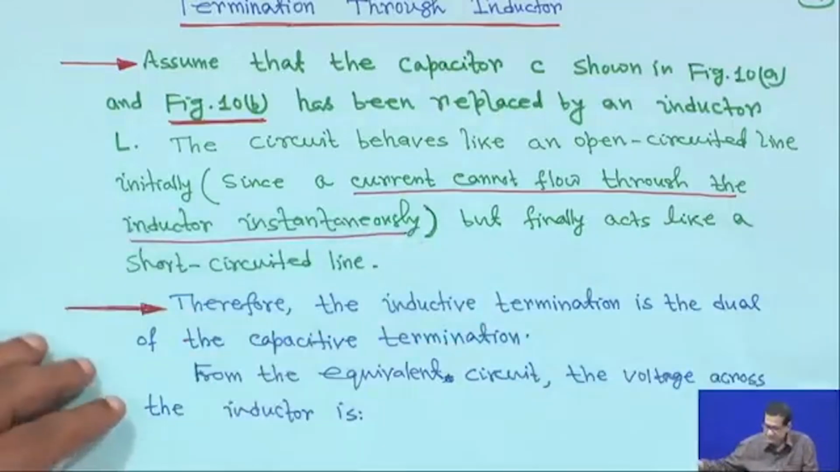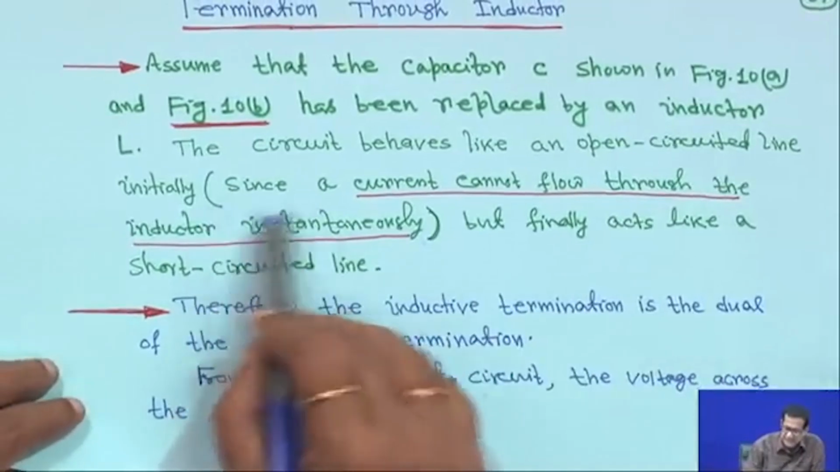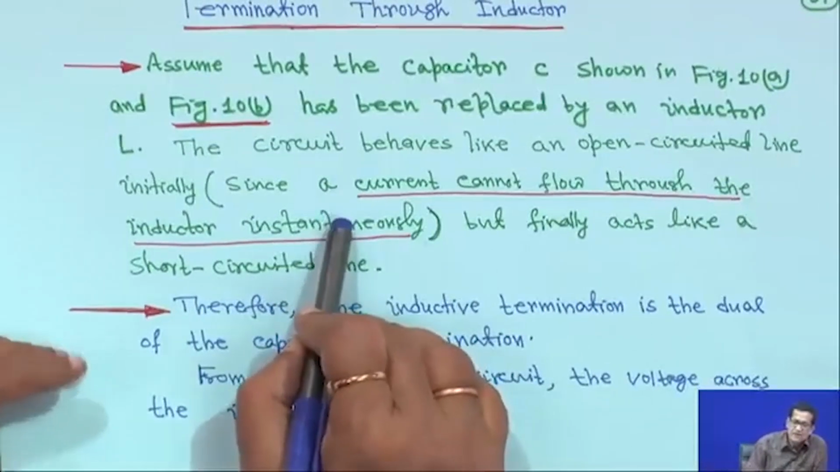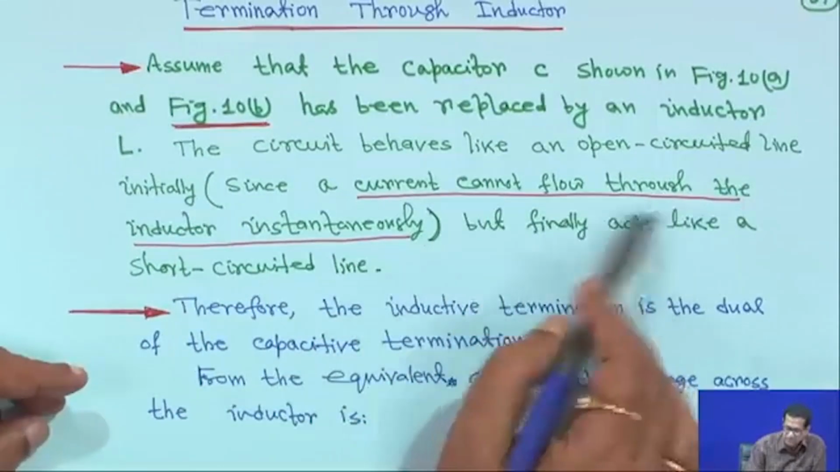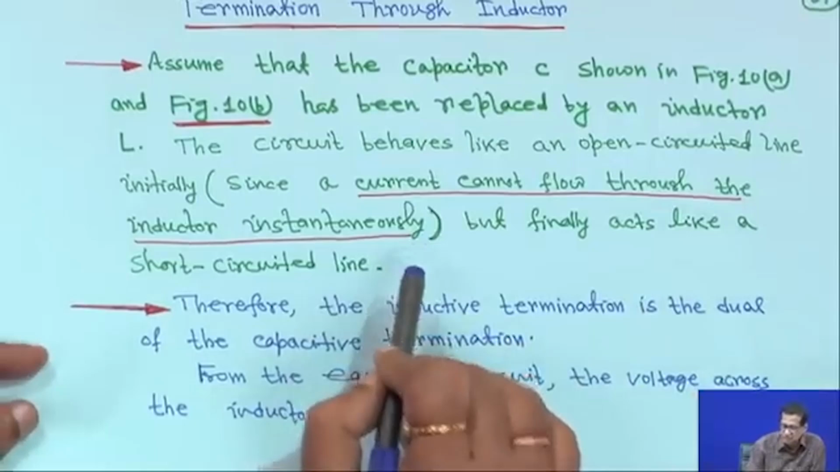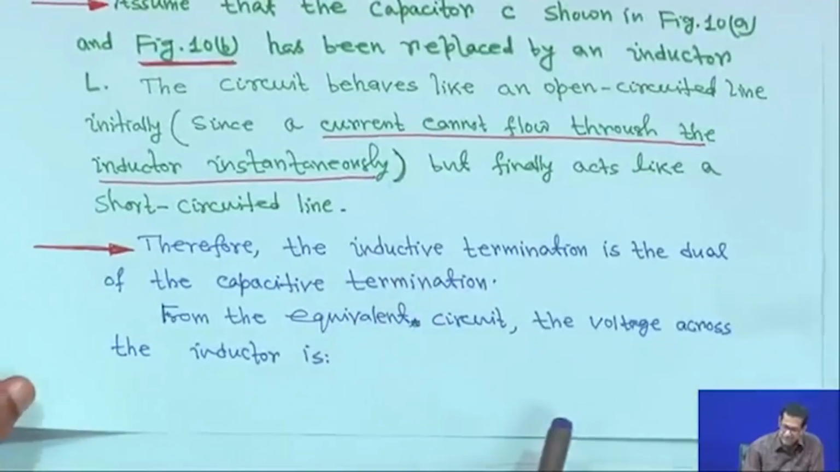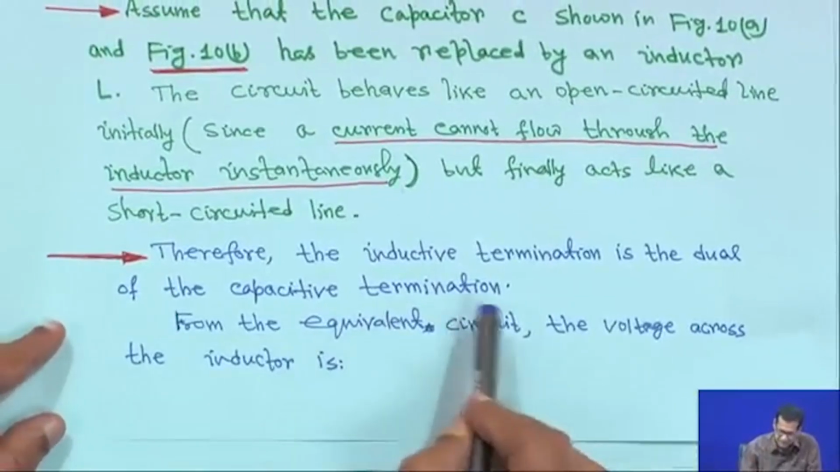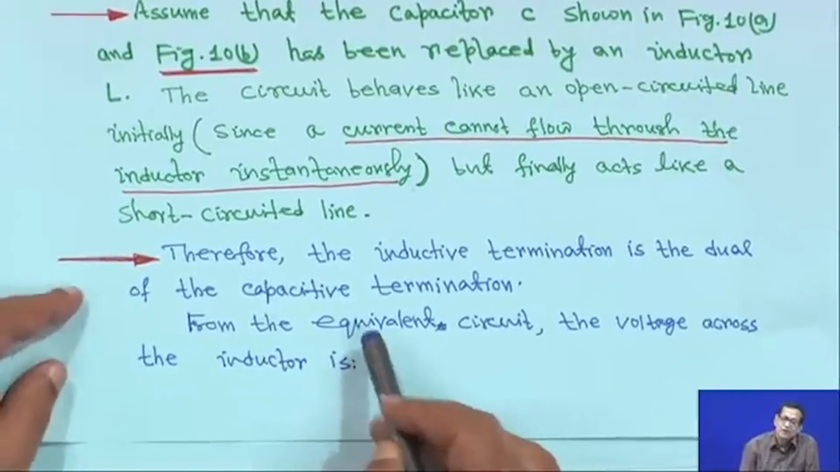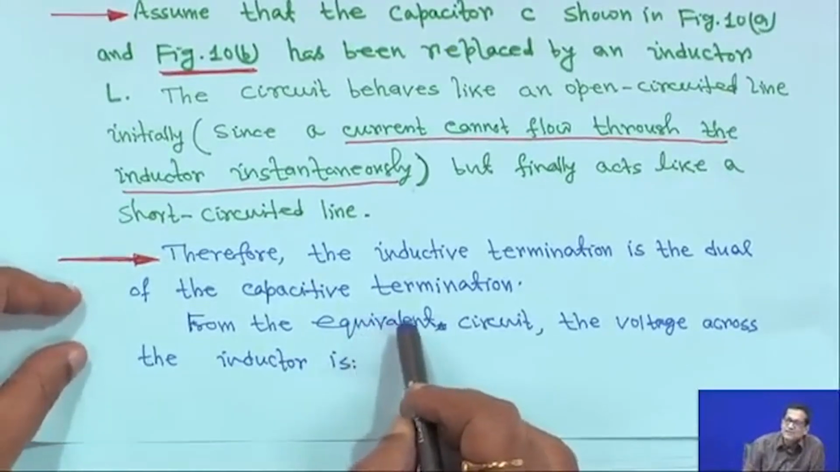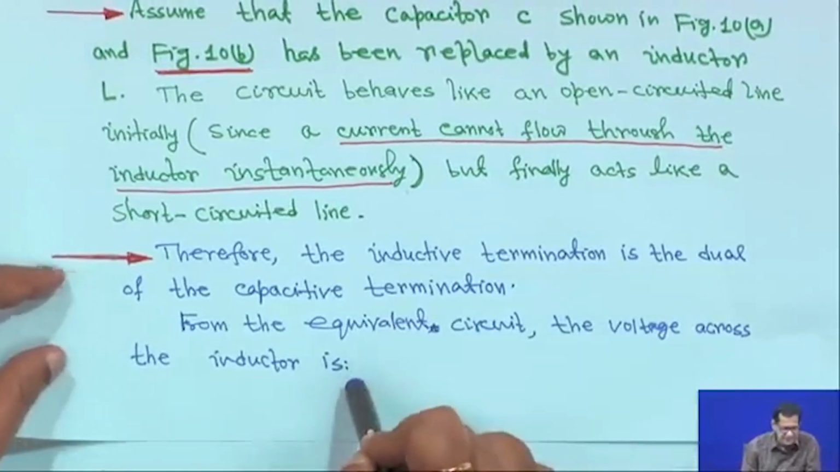So, in that case the circuit behaves like an open circuit line initially, and in the case of capacitor it was short circuit; in this case it is initially open circuit. A current cannot flow through the inductor instantaneously, this we know, but finally it acts like a short circuited line. Therefore, the inductive termination is the dual of the capacitive termination. What is happening for the current for the capacitor will happen for the voltage, just dual. So, from the equivalent circuit, the voltage across the inductor is.